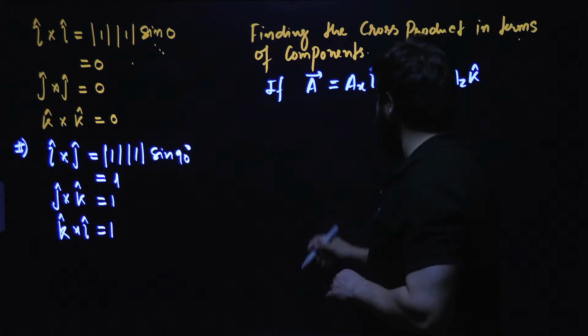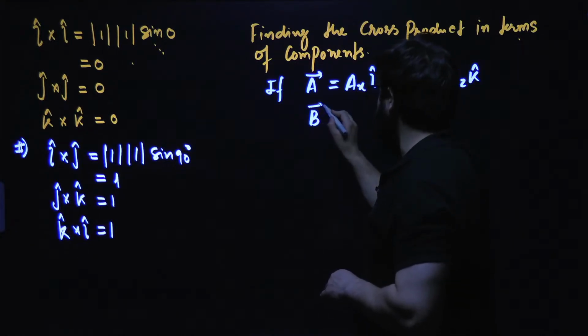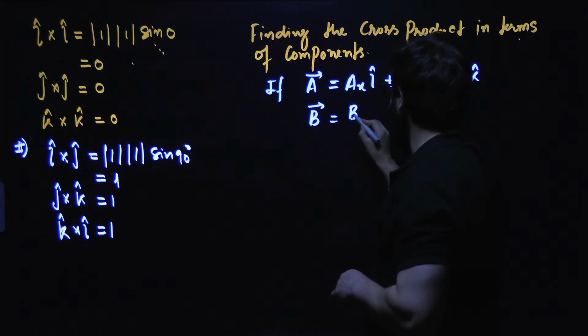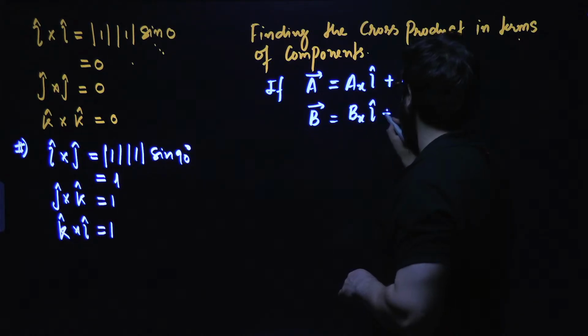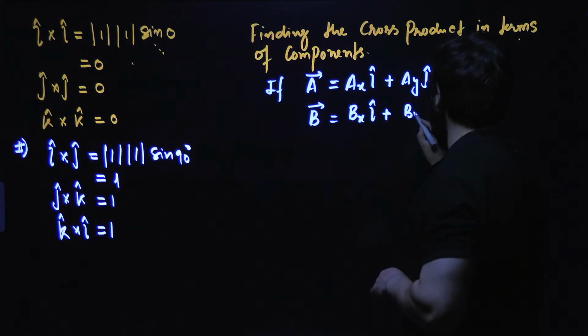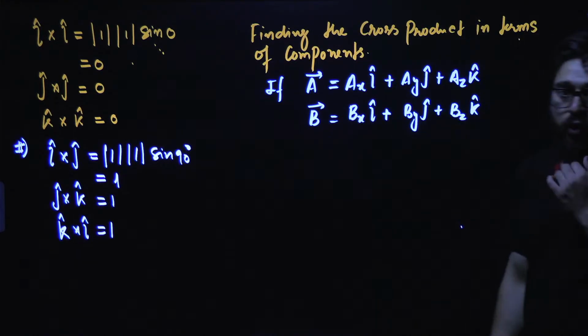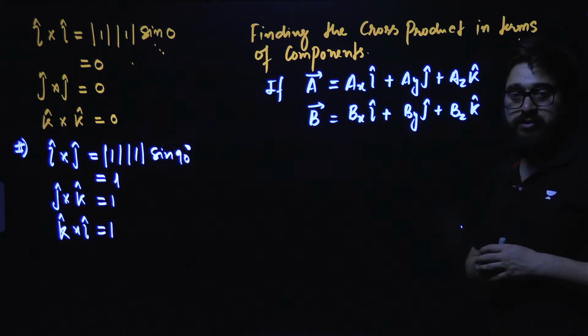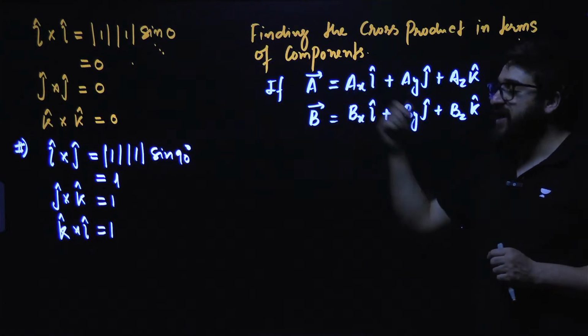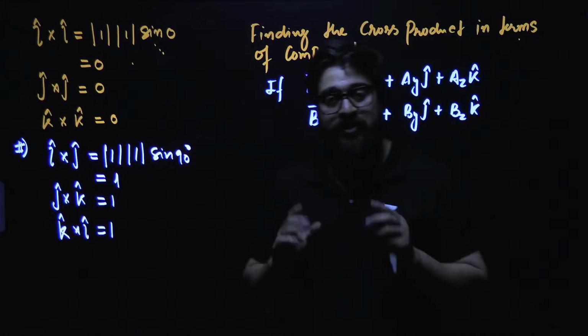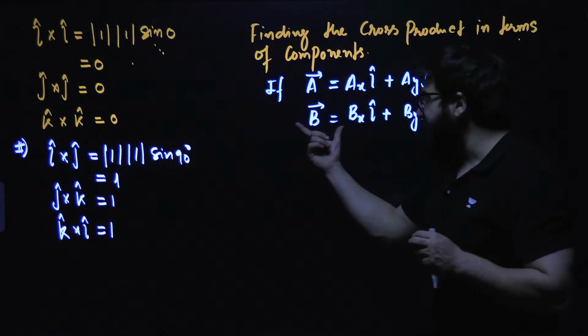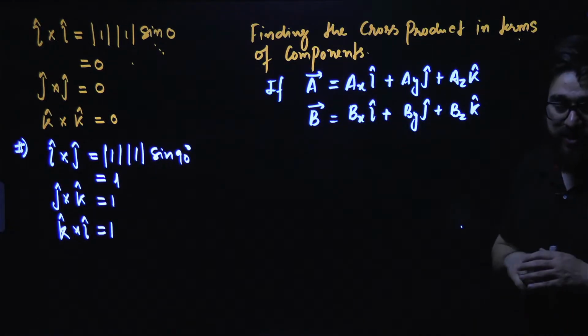Similarly, the B vector is equal to Bx into I cap plus By into J cap plus Bz into K cap. If we have these two vectors in terms of components, like this vector is in the x direction, y direction and z direction. This vector is also in the x direction, y direction and z direction.